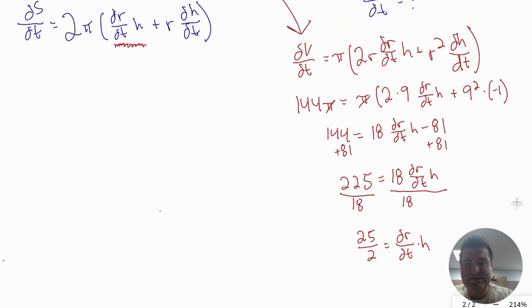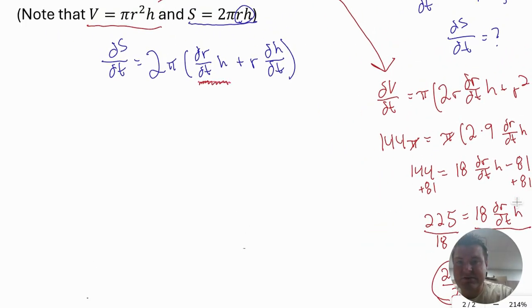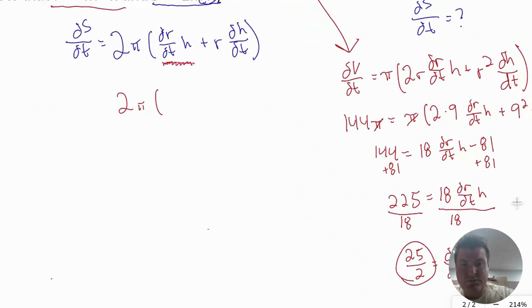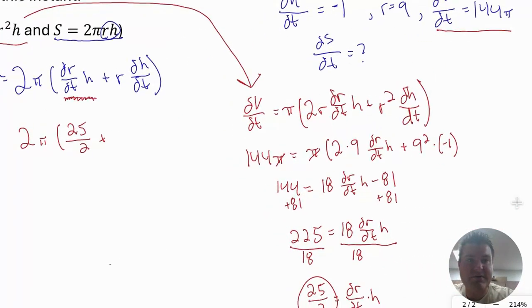So I'm going to go ahead and take this value and substitute it in over here. So this is going to be 2 pi times my 25 over 2 plus r, and I have r, which is 9.